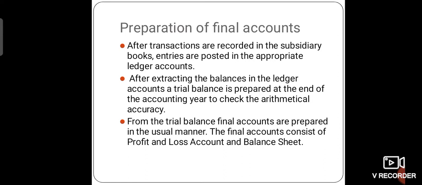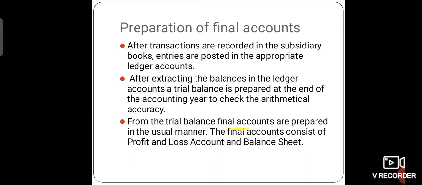Next is the preparation of final accounts. Okay, how are the accounts prepared, or what are the basic things we have to remember while preparing hotel accounts? After transactions are recorded in the subsidiary books, entries are posted in the appropriate ledger accounts. After extracting the balances in the ledger accounts, a trial balance is prepared at the end of the accounting year to check the arithmetical accuracy. So as with the other financial statements, here also we prepare a trial balance at the end of the accounting year to check the arithmetical accuracy of the subsidiary books we have prepared.